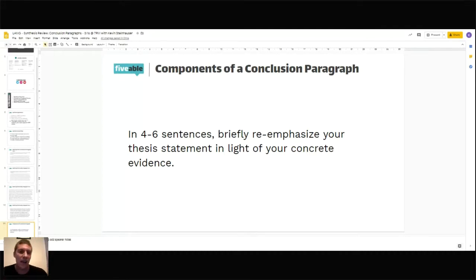I'll show you how to make it effective here. You're briefly re-emphasizing your thesis statement in light of your concrete evidence. In other words, in light of your concrete evidence means you're not just saying your thesis statement again. You're acknowledging your reader has just read it, so you're just wrapping it up, and it's absolutely appropriate to connect the dots one last time, to show, yeah, there was a logical thread to my essay. I'm going to point that out in my conclusion.